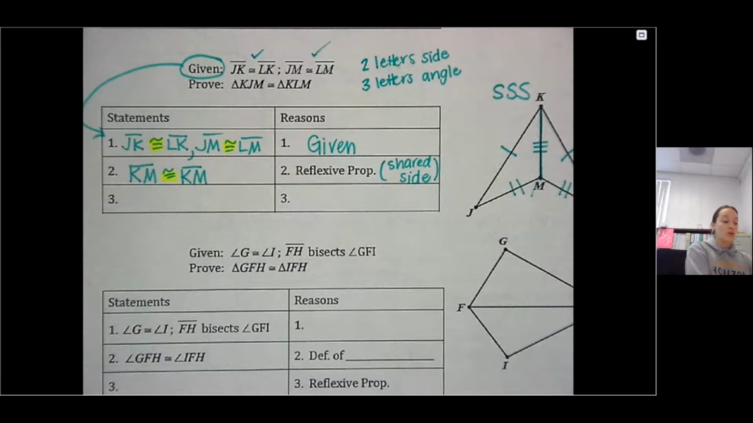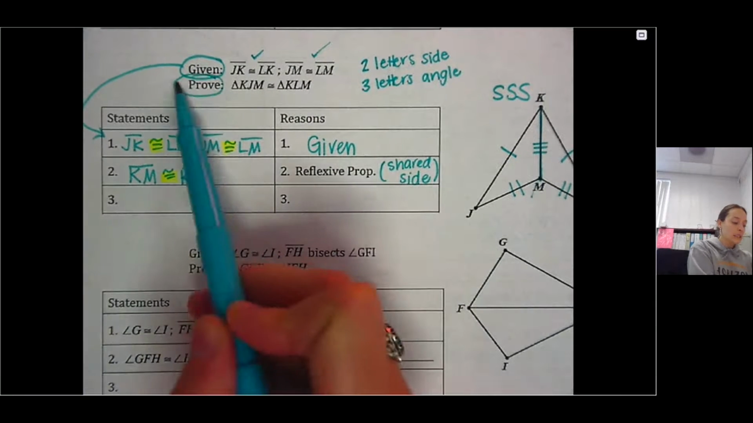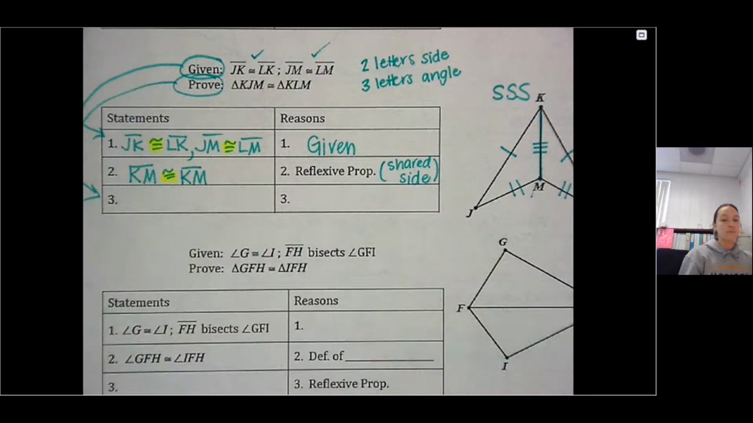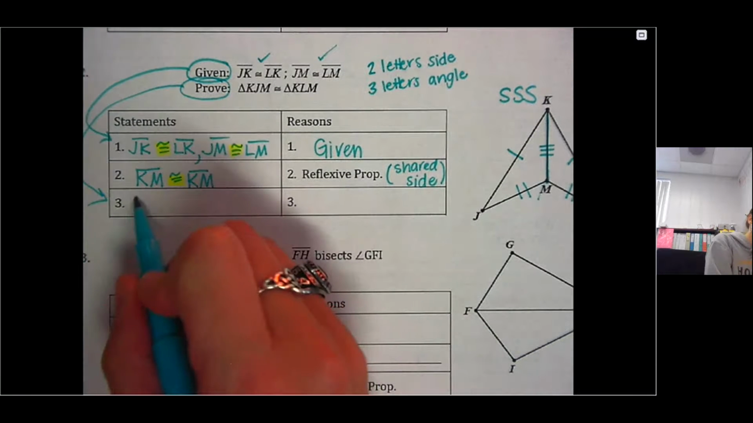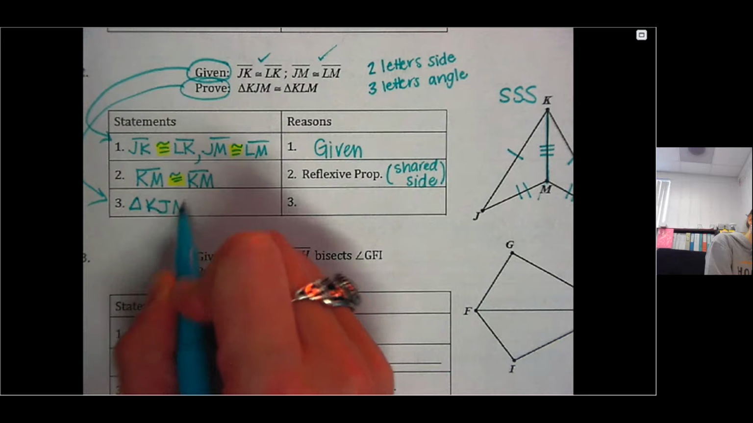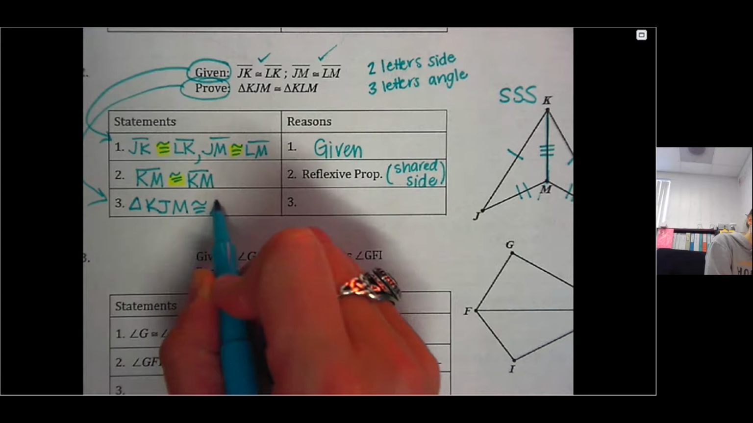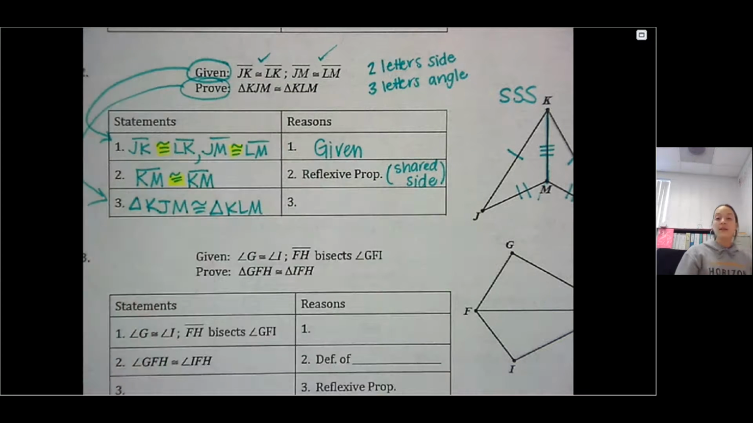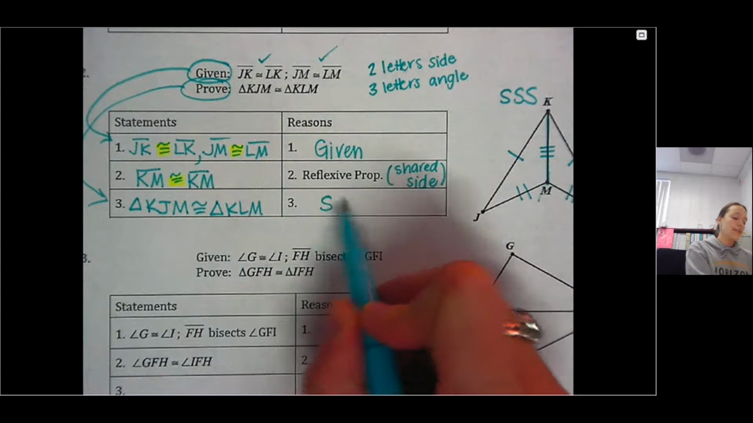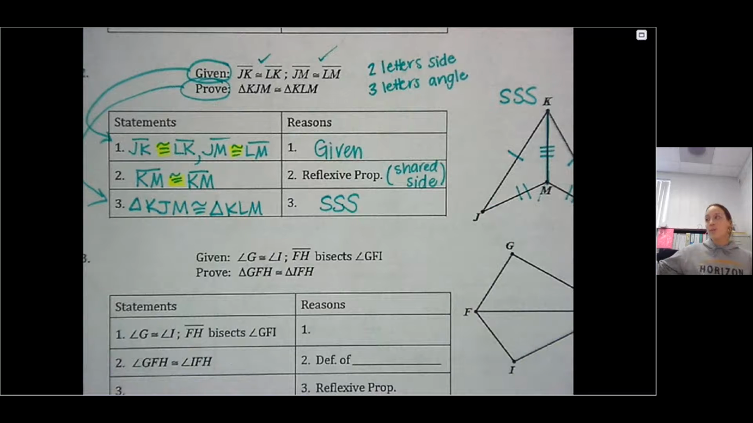What's my final statement? The proof. Triangle KJM is congruent to triangle KLM. And how did we know that? Side, side, side. Beautiful. And that's it. You've done another proof, friends. Not too bad, right?